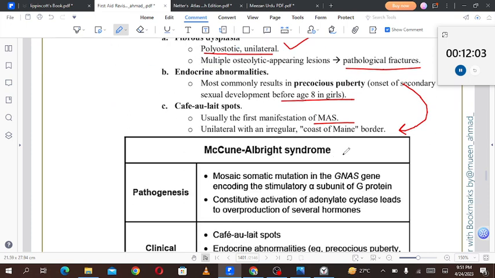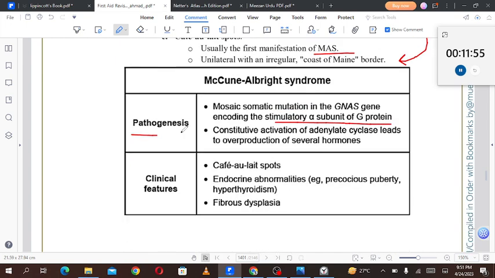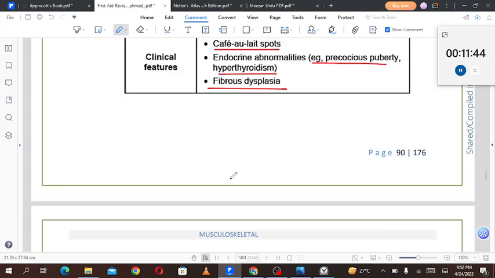McCune-Albright syndrome pathogenesis: mosaic somatic mutation in the GNAS gene encoding the stimulatory alpha subunit of the G protein. Constitutive activation of adenylate cyclase leads to the overproduction of several hormones. Clinical features are café-au-lait spots, endocrine abnormalities, for example, precocious puberty, hyperthyroidism, and fibrous dysplasia.